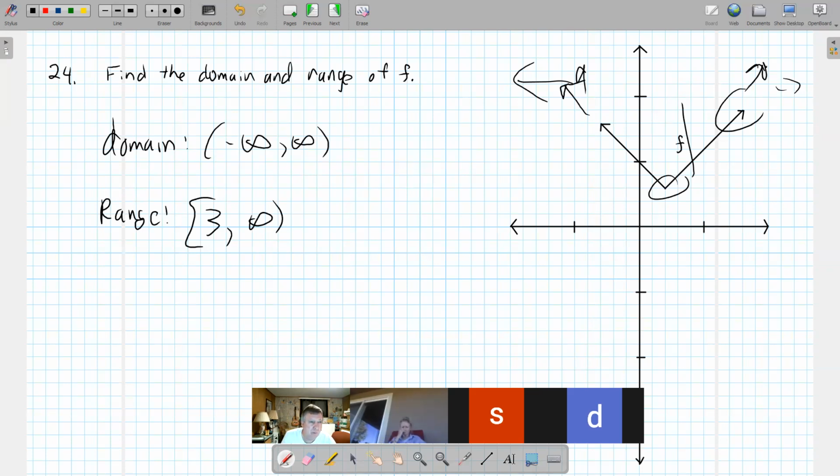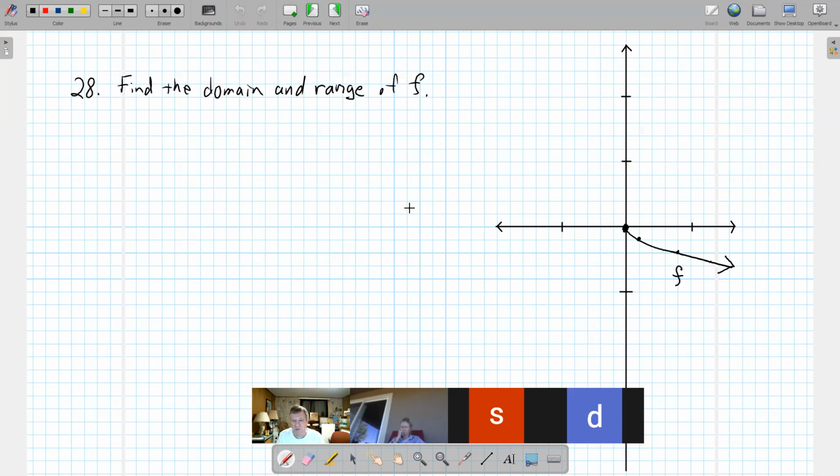I can draw a better infinity symbol than that, I think. Okay, all right. So the bracket means that 3 is included. So the smallest range value, the smallest y value, is 3. And then from there, it goes up. Are you okay with that? All right. Find the domain and range of f.